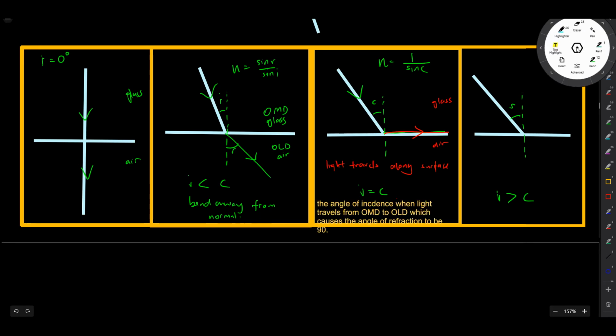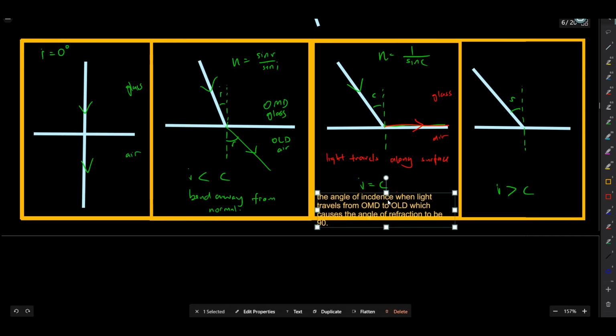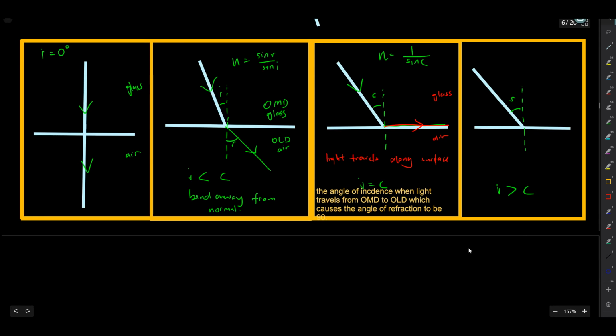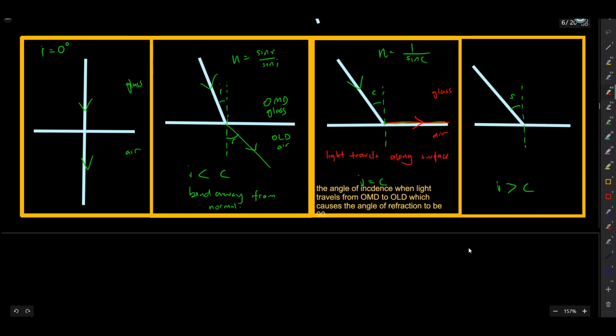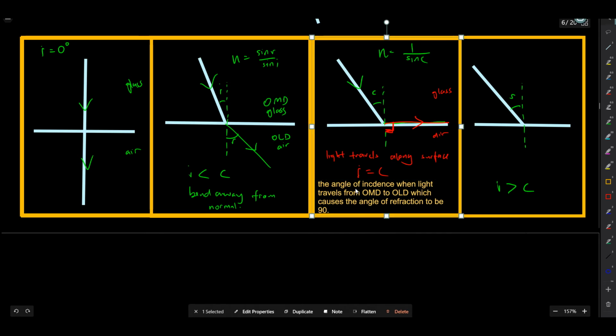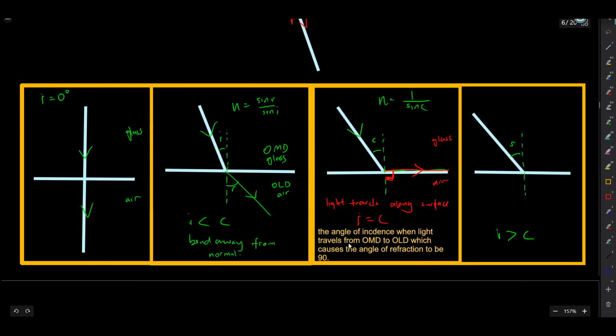Okay, so basically your angle of refraction is 90 degrees when your I equals C. Let me just readjust everything. So when your I equals C, your angle of refraction is 90 degrees. We use that to define the critical angle. The critical angle is an angle of incidence when light travels from the denser medium to the less dense medium, which causes the angle of refraction to be 90 degrees.